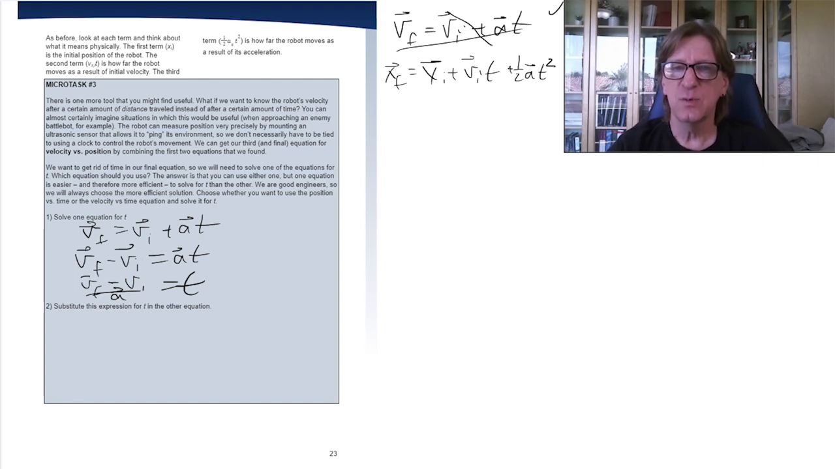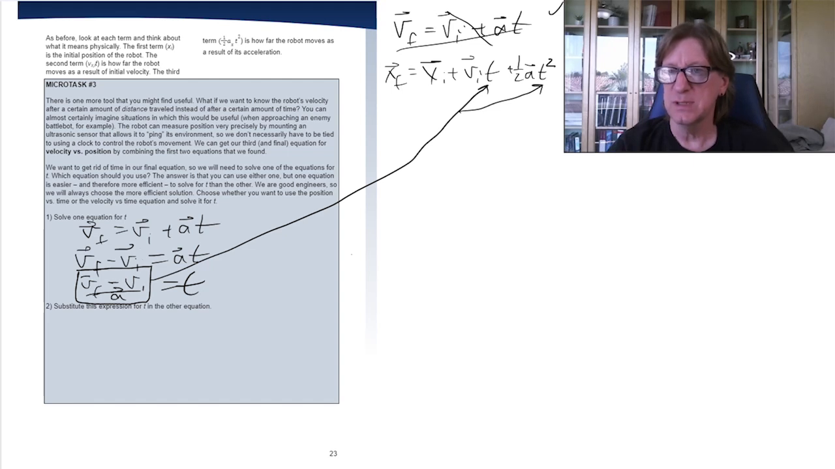All right, so now I'm going to take that and I'm going to plug it into here. I don't have a whole lot of space right here because my pen writes fairly large. So I'm going to take this expression and I'm going to plug it in for t right here and right here. And then we're going to see what we get. Okay, so let's do that.